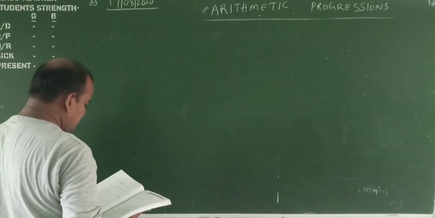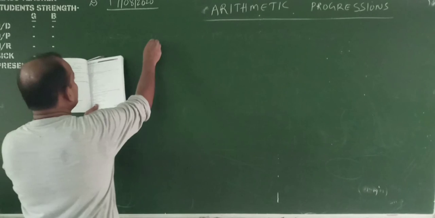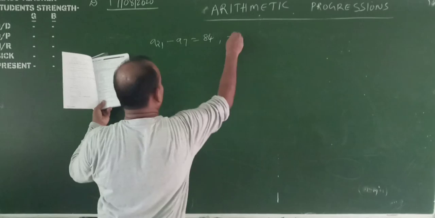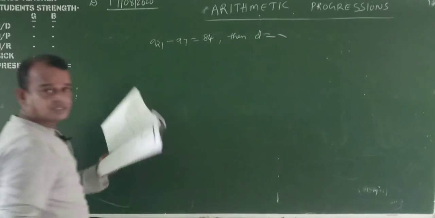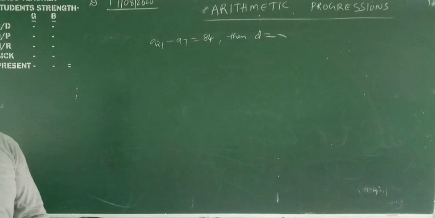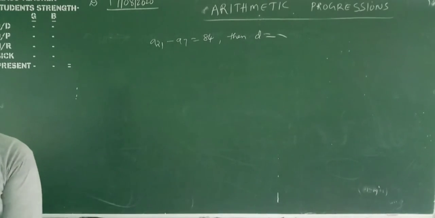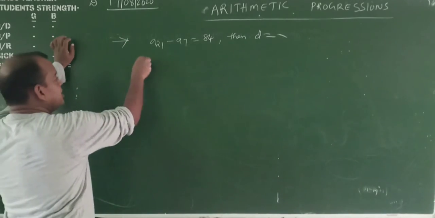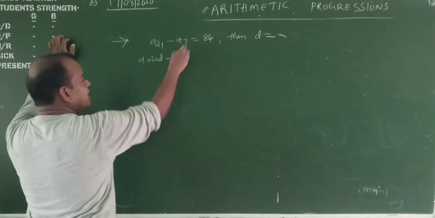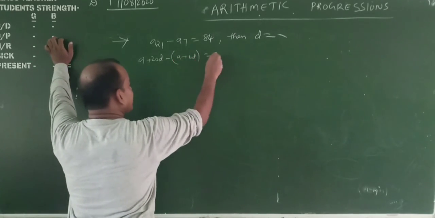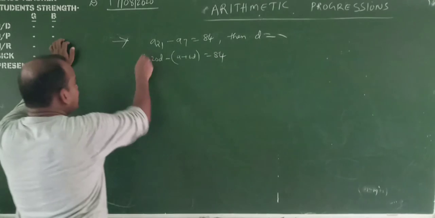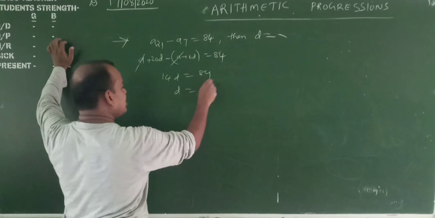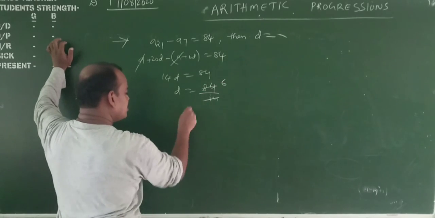Write the common difference of the AP in which A21 minus A7 is equal to 84. Then find the common difference. D is equal to dash. What is the formula? A21 means A plus 20D, minus A7 means A plus 6D, is equal to 84. Here A cancels. 20D minus 6D is 14D. 14D is equal to 84. D is equal to 84 by 14, which is 6. D is equal to 6.